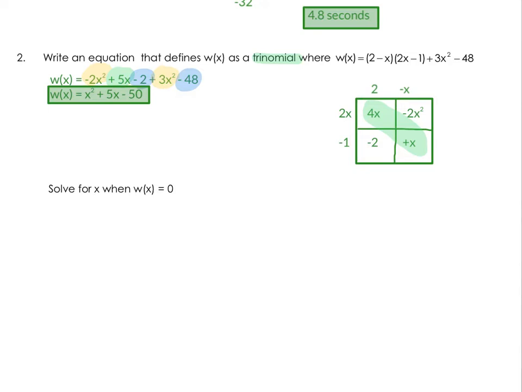So that means that instead of being w of x equals, I'm going to substitute in 0 equals. Now that I've done that, we need to go ahead and solve for 0. So our options again are to factor, complete the square, or use the quadratic formula. Now since I've already shown you an example with the quadratic formula, I'm going to go ahead and try to factor this one. So we're going to start with the x and then the box.